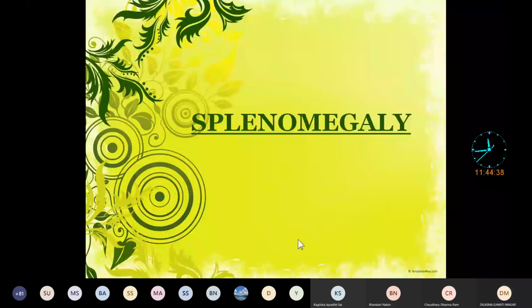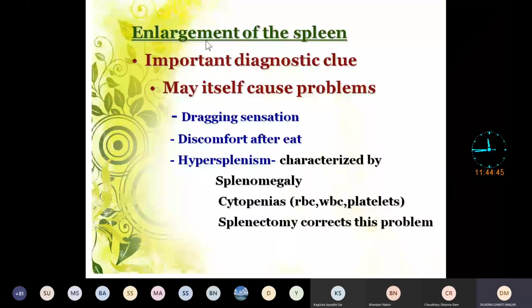So it is enlargement of the spleen. Whenever the spleen enlarges, it gives some diagnostic clue. It is important as a diagnostic clue, because some diseases may lead to enlargement of the spleen. Suppose in case of leukemia, the spleen may be enlarged. In case of venous congestion also, the spleen may be enlarged. And occasionally in case of metastasis or lymphoma also, the spleen may be enlarged. So it will give an important diagnostic clue.